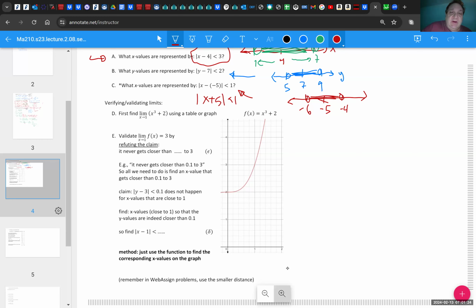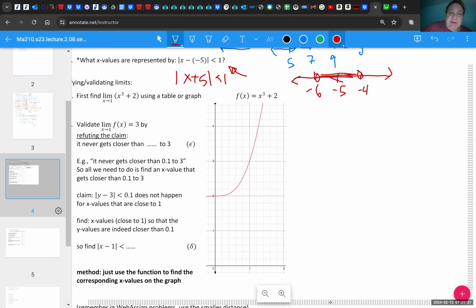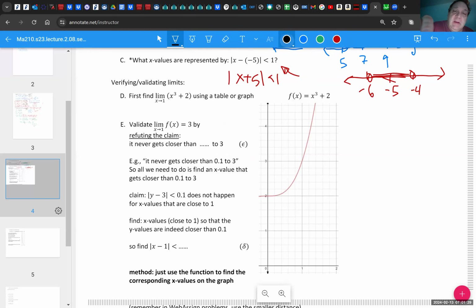Well, it wants us to verify this limit as x approaches 1 of x cubed plus 2. Right? So if you just think about this, when x cubed plus 2, and you have x getting closer and closer and closer to 1, then this gets closer and closer to 1 cubed plus 2. And 1.00001 cubed is still basically 1, and 1 plus 2 is 3. So we think the answer is 3.